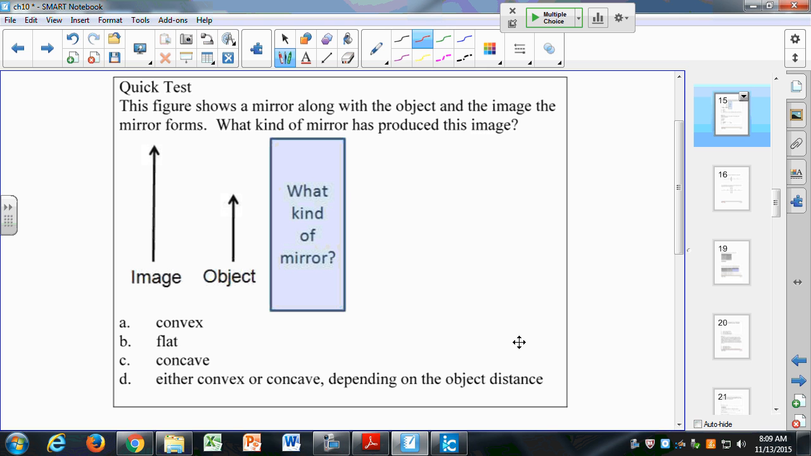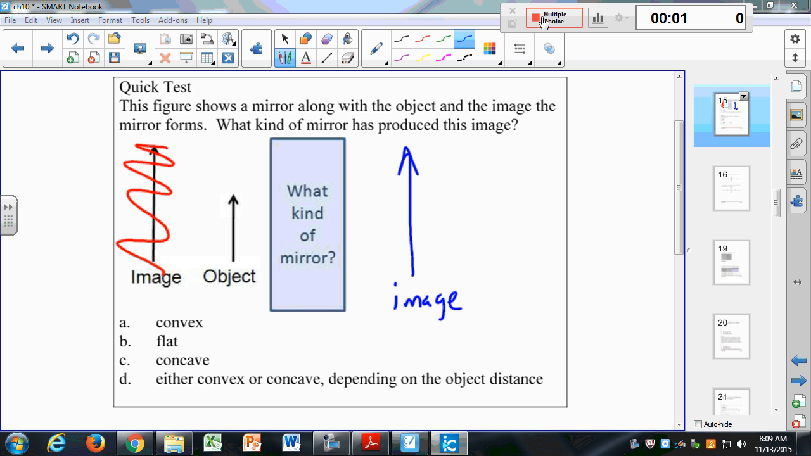Let's try this. And actually, this was a mistake. There is no mirror that produces an image like this. Right? I cannot have a real image that's upright. That just doesn't happen. A real image is always going to be inverted. So let's instead say that my image is over here. And I want to know what type of mirror has produced that image. What kind of mirror, convex, flat, or concave, has produced this image?